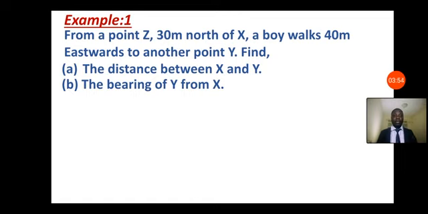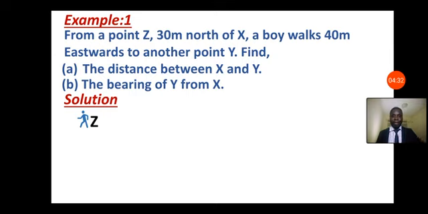The first thing for you to note here is the word from. Now, students always find it difficult to get these drawings done because of how to interpret the question, where to start from and where to proceed to. Where do you always start a bearing question from? You always start from the word from. From gives you the point where the entire triangle should start. Now, this question says from point Z, so I will start my diagram from the point Z.